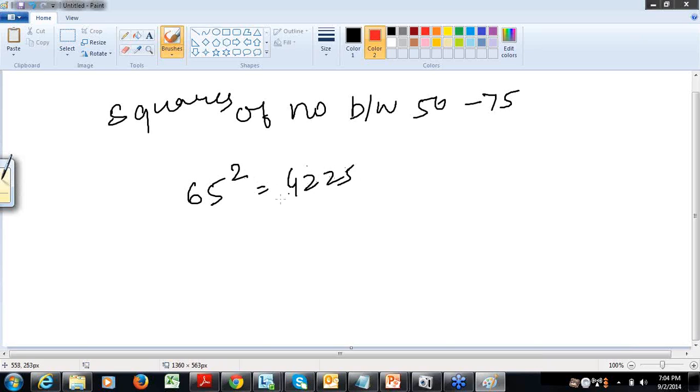How did I get it? 65 minus 50 is 15. Okay, 15 square is 225. And 25 plus 15 is what? 40. So I've written 40 here. Add it: 4225.